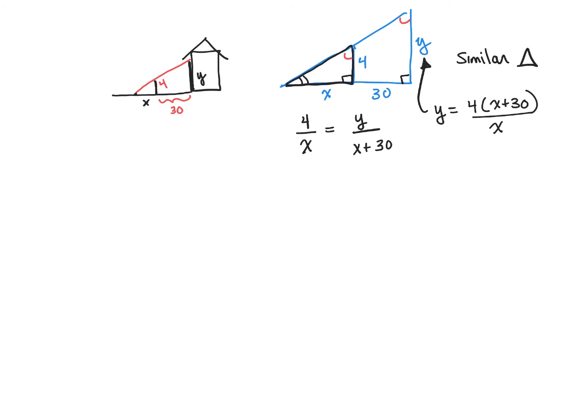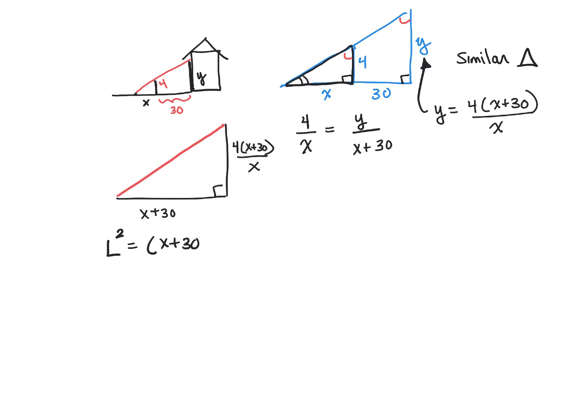Now what I'm looking for, drawing this one more time, we have 4 times x plus 30 over x, and we have x plus 30, and we're looking for the length of the ladder, which is a hypotenuse. So I'm just going to use L. L squared is x plus 30 squared plus 4 times x plus 30 all over x, squared.